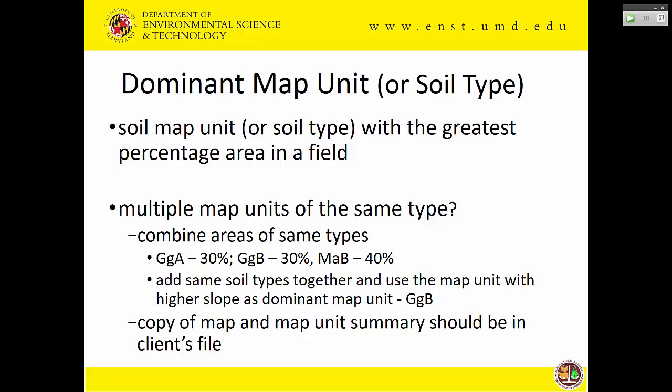Sometimes you will run into cases, and this comes up in Howard County a lot, Glenelg and Manor show up all over the place. In this case, this was a field I was working on with one of our new advisors, and it had Glenelg A at 30% of the field, and Glenelg B at 30% of the field, but Manor was 40% of the field. Well, it makes more sense to look at Glenelg because it's making up more of the field than Manor does, rather than saying, oh, this map unit's more than this, because these are very similar.